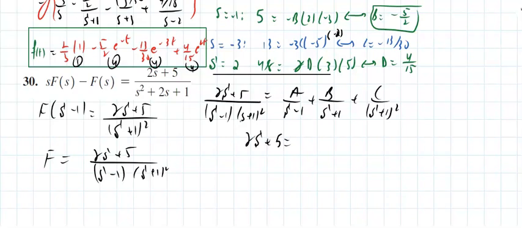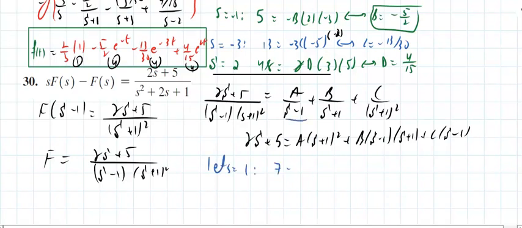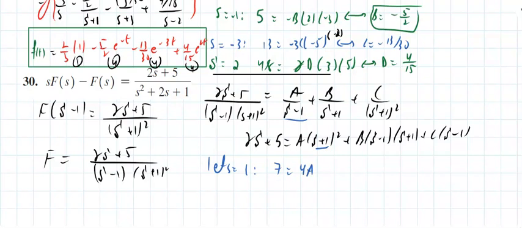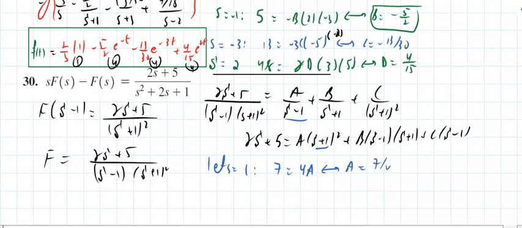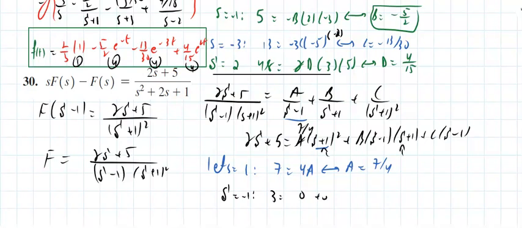So 2s plus 5 equals a times (s plus 1) squared plus b times (s minus 1) times (s plus 1) plus c times (s minus 1). And here, if I let s equal 1, 7 equals a times 1, 2 squared is 4. So a equals 7/4. If I let s equal negative 1, I'll get a 3 equal a 0, and a negative 1 there, minus 2c. That means c equals negative 3/2.